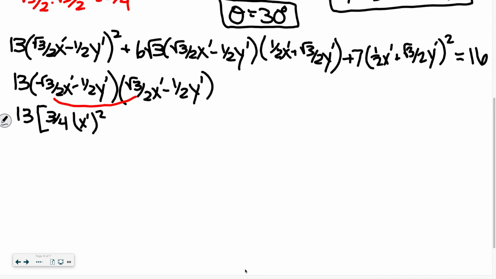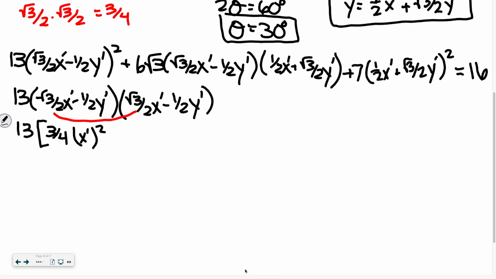Okay, next up, I'm going to do square root 3 over 2 times negative 1/2. Well, I'm just going to write square root 3 over 2 times 1/2 up here. That's square root 3 over 4. But this is a positive times a negative, so this is going to be minus square root 3 over 4, x prime, y prime.